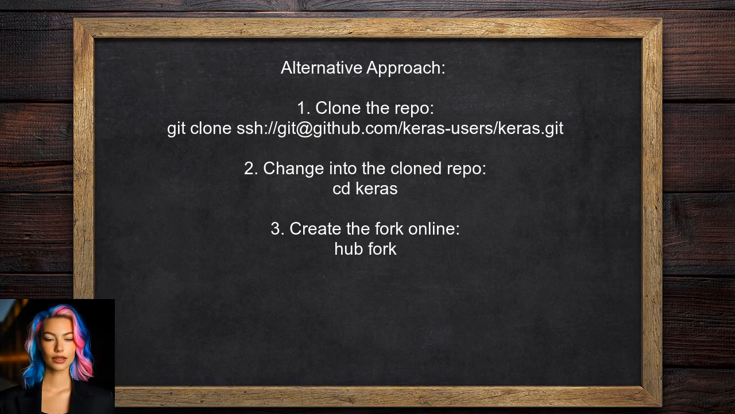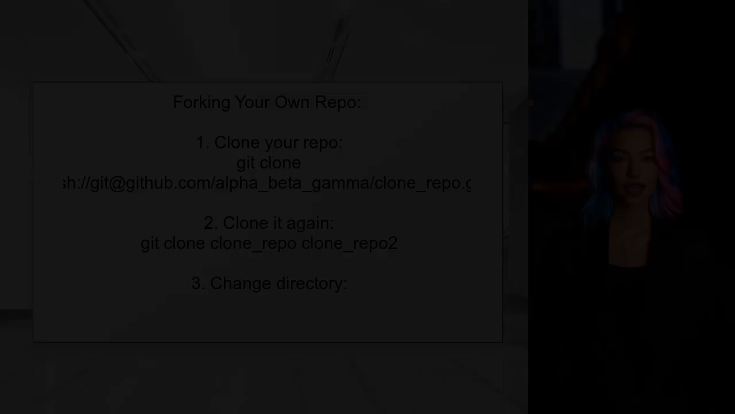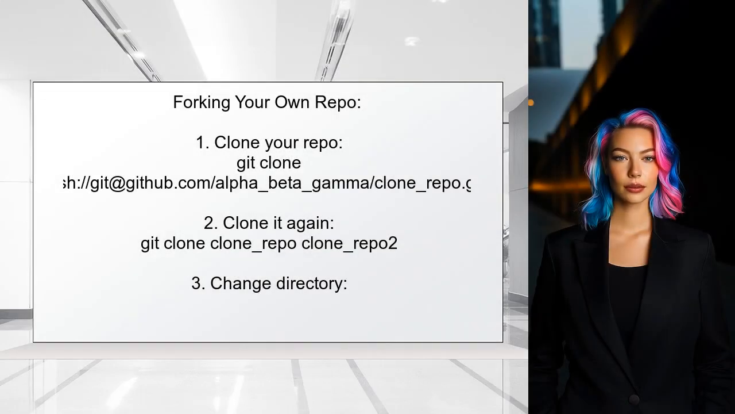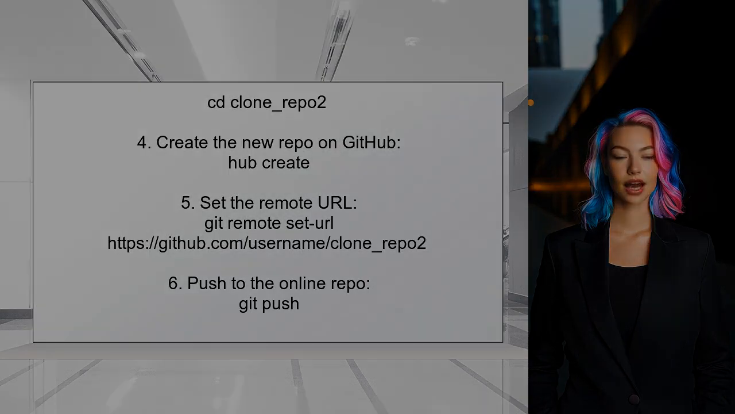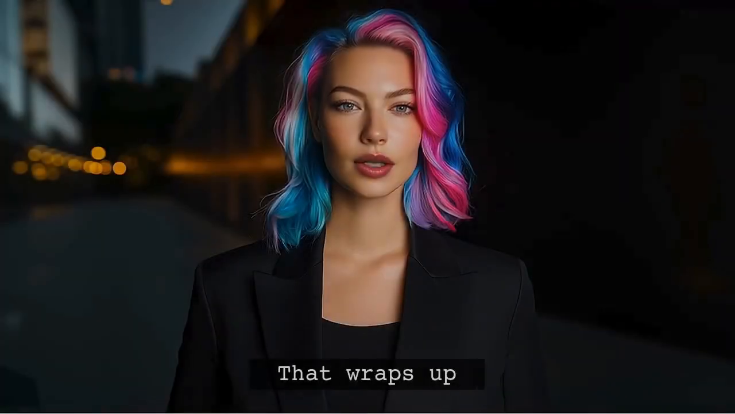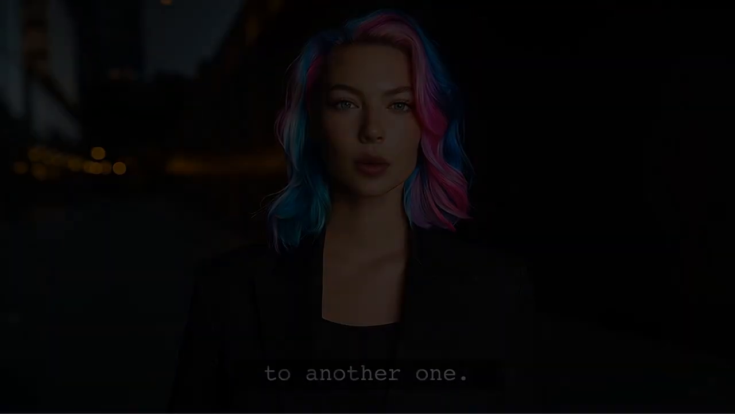An alternative approach to forking a GitHub repository from the command line is to use the hub command line tool. First, clone the repository you want to fork using git clone. Then, navigate into the cloned repository and run the command hub fork to create the fork online. If you want to fork your own repository, GitHub doesn't allow direct forking. Instead, clone your repo to your computer, create a second clone, and then use hub create to set up the new repository on GitHub. That wraps up that answer. Let's move on to another one.